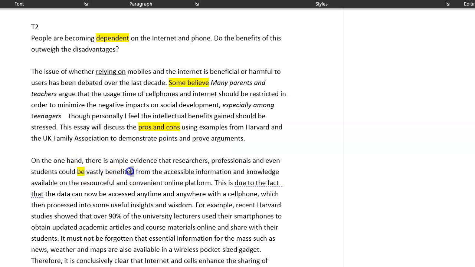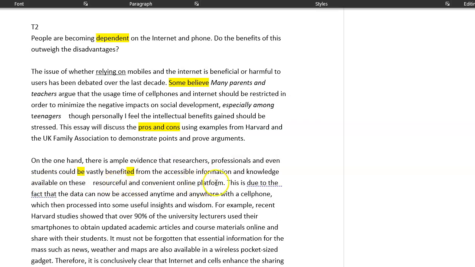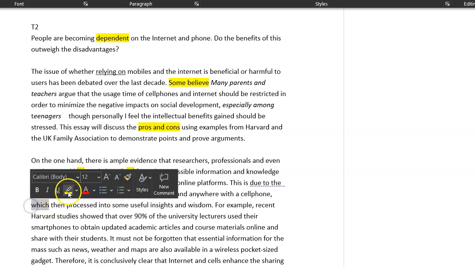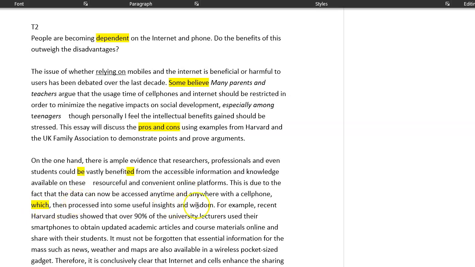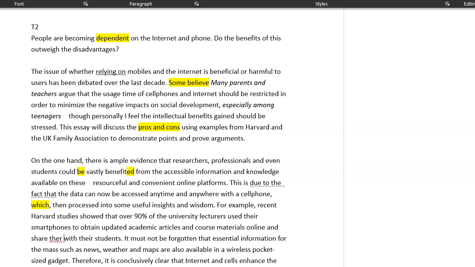So could vastly benefit from the accessible information and knowledge available on these resourceful and convenient online platforms, and I put that in plural because there's many. This is due to the fact that data can now be accessed anytime, anywhere, with a cell phone. I don't think you need which. I just think you can just go, data can be accessed, comma, then processed into some useful insights and wisdom. For example, 90% of university lecturers use their smartphones to obtain updated academic articles and course materials online and share these with their students. Or you can just simply have to share with their students.